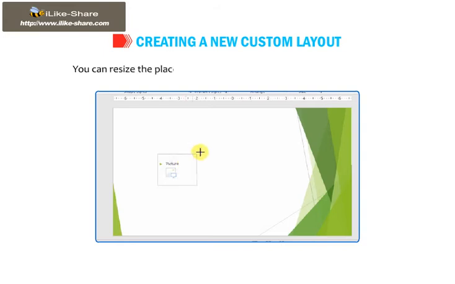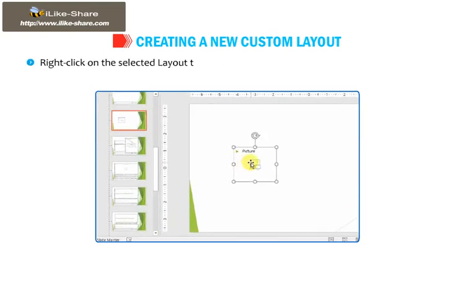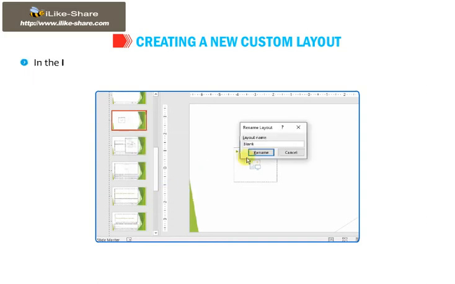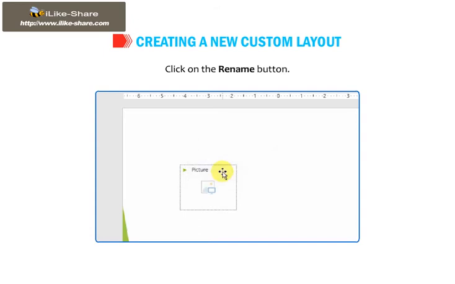You can resize a placeholder by dragging one of its resizing handles. Right-click on the selected layout thumbnail and select the Rename Layout option from the context menu. In the Rename Layout dialog box, type a new name that describes the new layout you have customized. Click on the Rename button.